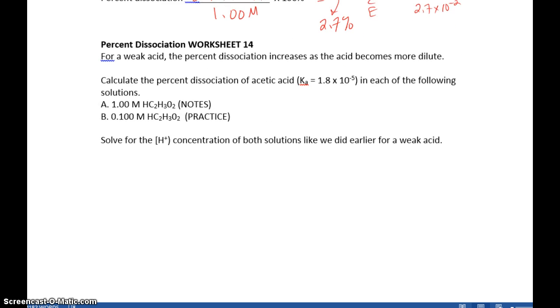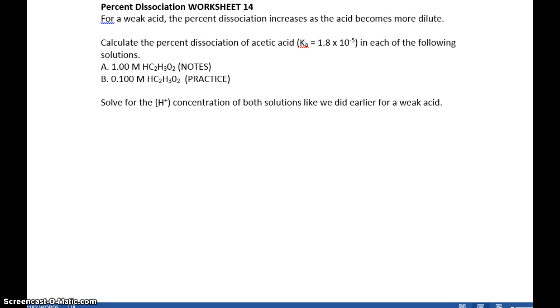So let's try this with a problem. We're going to do A together, and then you will be able to do B on your own. This is your first time doing a problem without going through all the steps, so the steps should be pretty clear in your head. List your major species. So this is for A. My major species are HC2H3O2, and it's 1.0 molar. Pick something that can produce H plus and write the reaction. So HC2H3O2 becomes H plus plus C2H3O2 minus. Everything that I'm showing here is what you're going to need to show when you do this on your test.